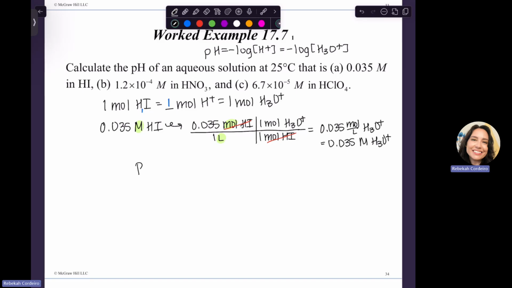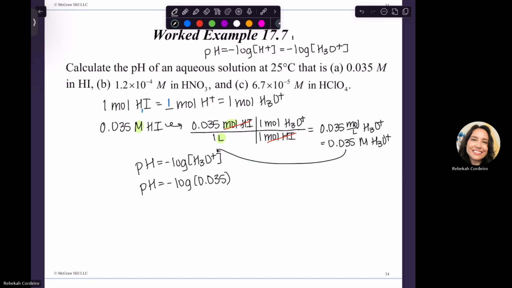And then we look at our pH formula, and we can plug this in. For pH math, the number of sig figs in the concentration equals the number of digits after the decimal for the pH. So we want 2 digits after the decimal here. We'll type in our calculator negative log of 0.035, and we'll get 1.46 is our pH. So why don't you try part B and part C?